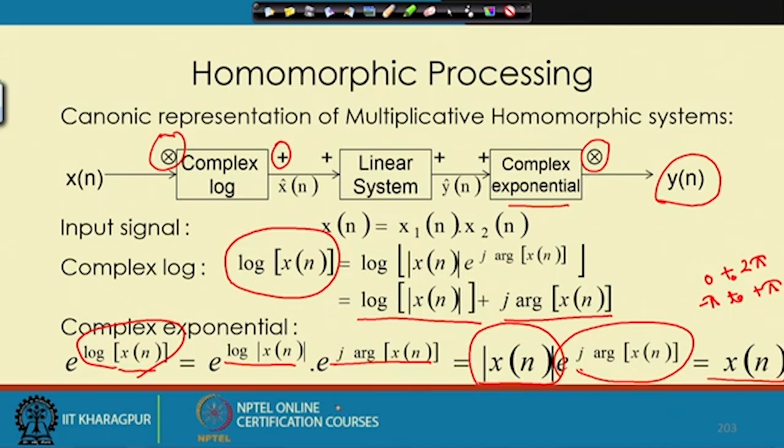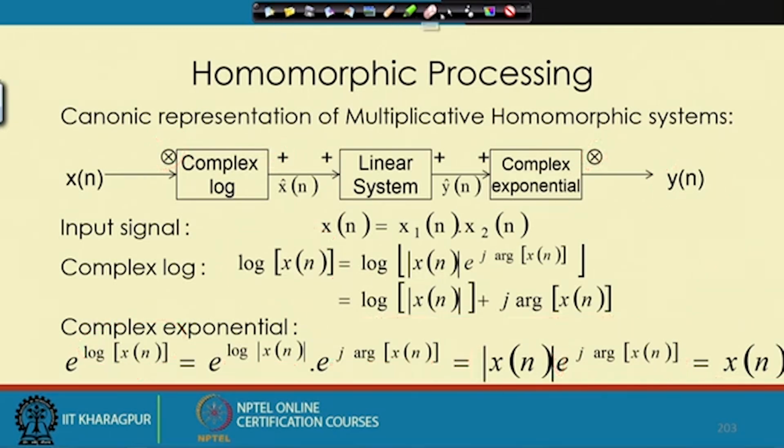So, we just show here that if we take the complex exponential after the complex log, we will get back the same signal, except for the problem created by the addition of discontinuity. Now, if we feel that the discontinuity in the phase can create a problem, then we need to do phase unwrapping. We will show that later when it would actually be required.